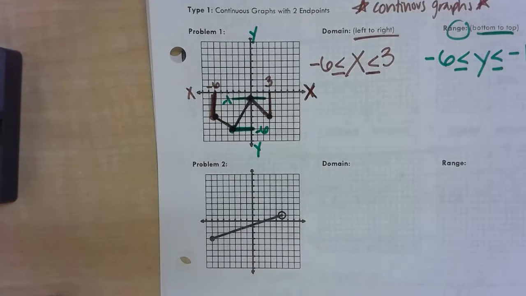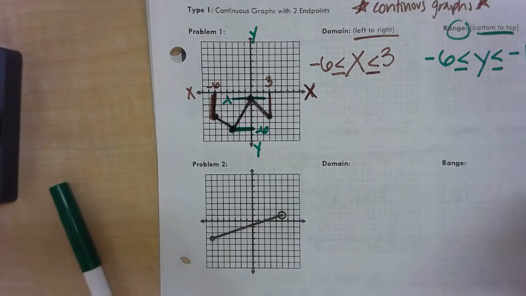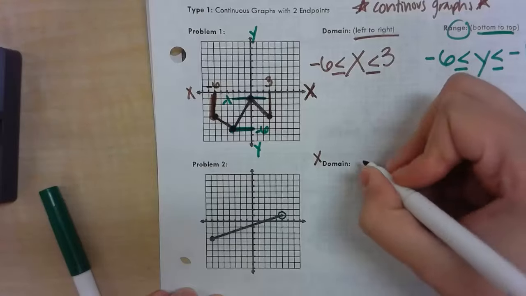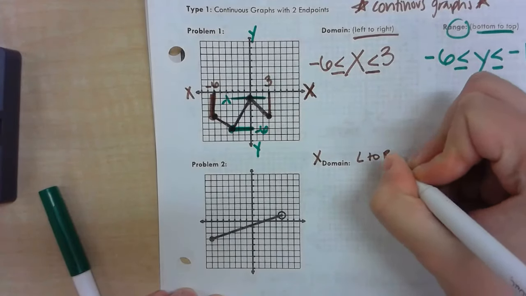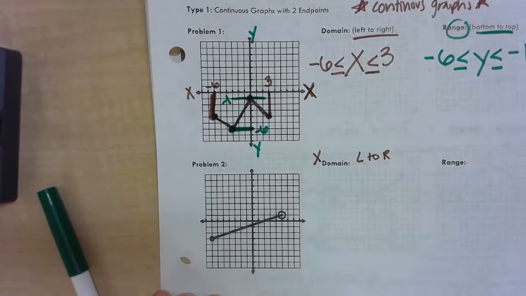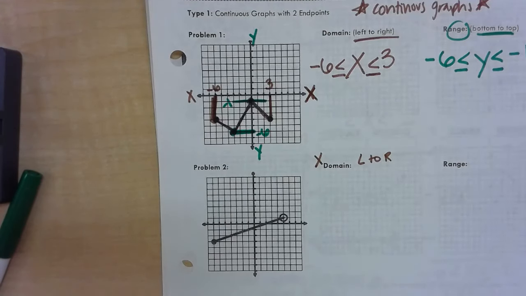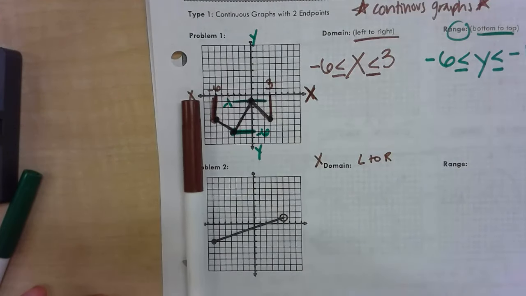Let's do one more example together, and I might even do one more just because I'm feeling extra nice this morning. So let's do domain. I know domain is going to be my x values because Disney XD, and it also goes from left to right. So thinking about my domain going from left to right, I'm going to start with my pencil over here.